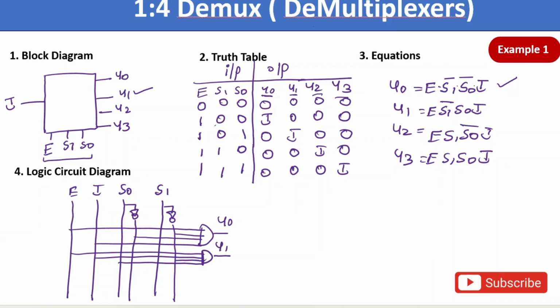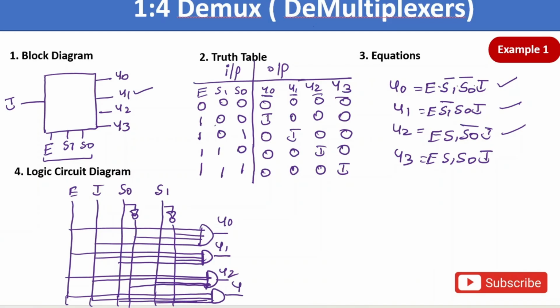So this is Y1. Next, for Y2, enable and I will be used as they are. Next, S1 and S0 bar. Bar means you must use the NOT gate. This is Y2. Now let's represent Y3. I will represent it here itself. Enable, I, S1 and S0 will be used with an AND gate. So this is Y3. So this completes the problem.